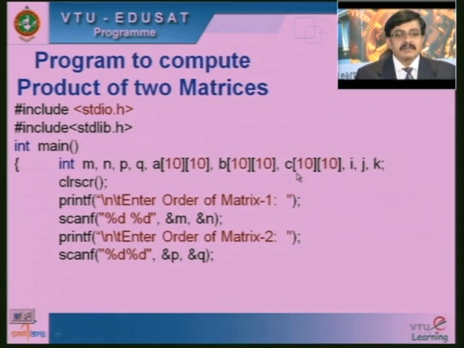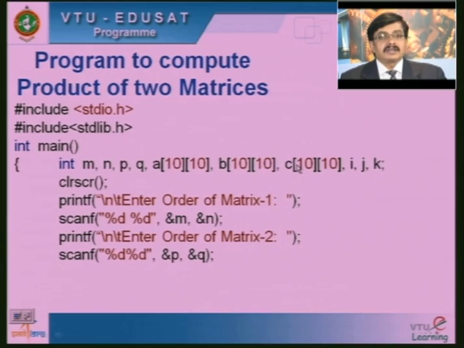Similarly, when I am multiplying the matrices, the order of matrix C should also be within 10 cross 10. And as loop iterators, I require three variables, which I am declaring as i, j and k.